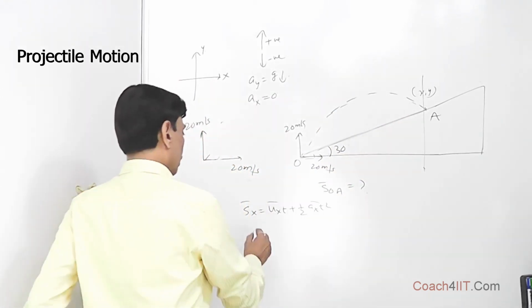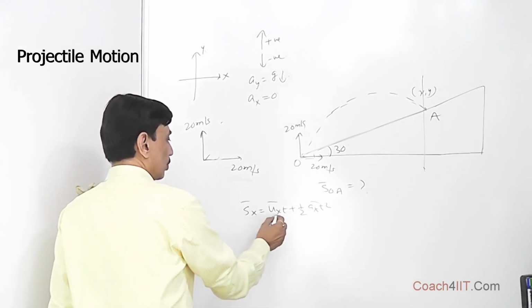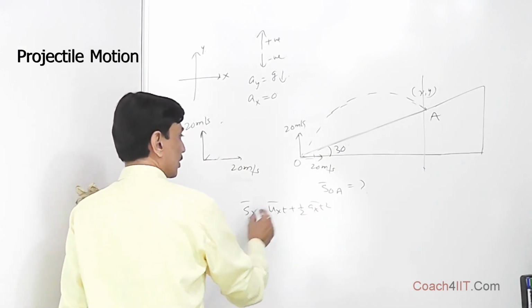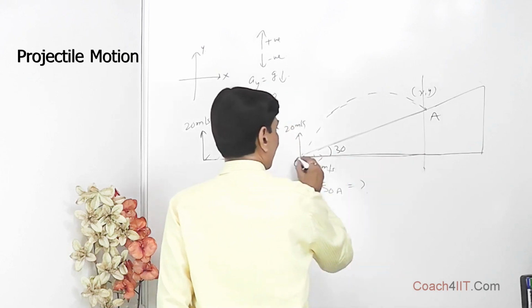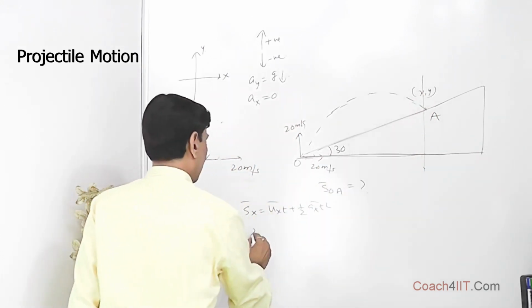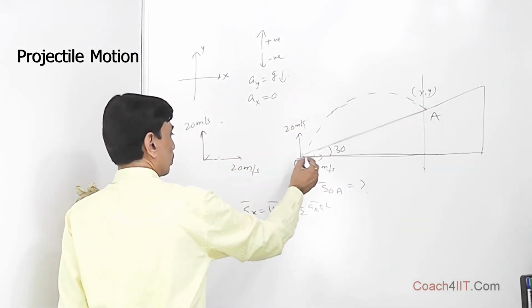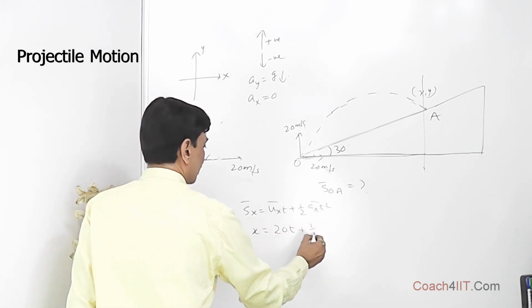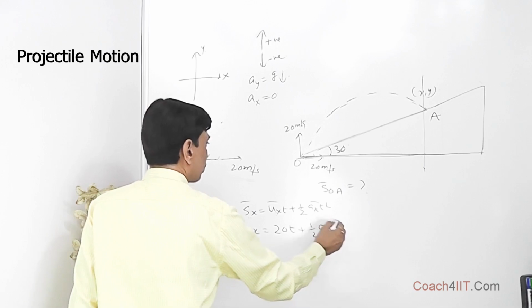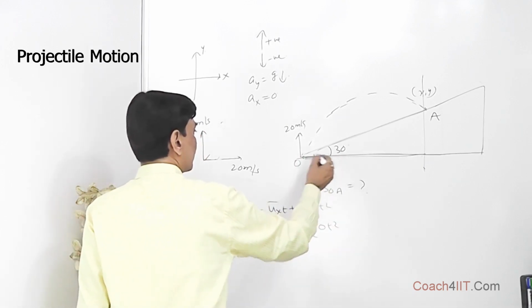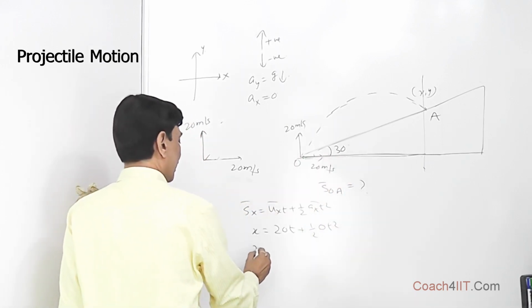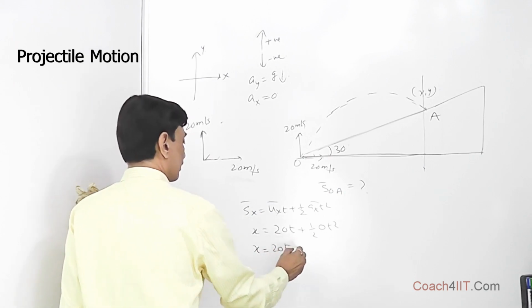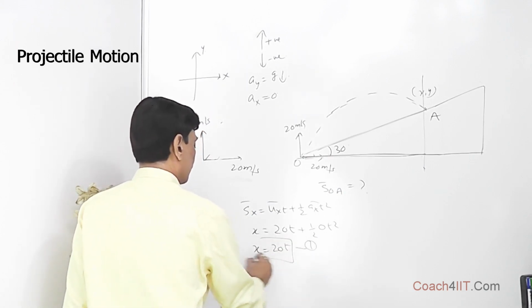So Sx is equal to uxt plus half axt square. What is Sx from here to here? What is the coordinate? It is x only. So x is equal to ux, which is u cos theta, that is 20 meter per second, into t, plus half ax, which is 0, into t square. The acceleration along this axis is equal to 0. So this x comes out to be 20 into t. That is equation number 1.